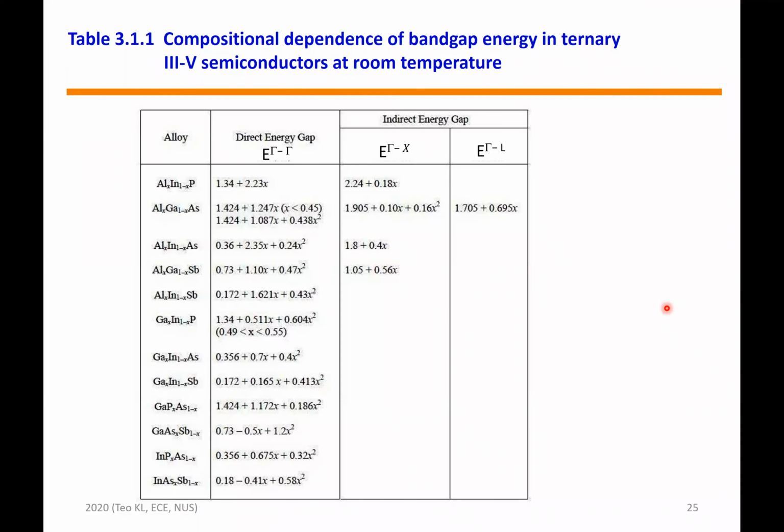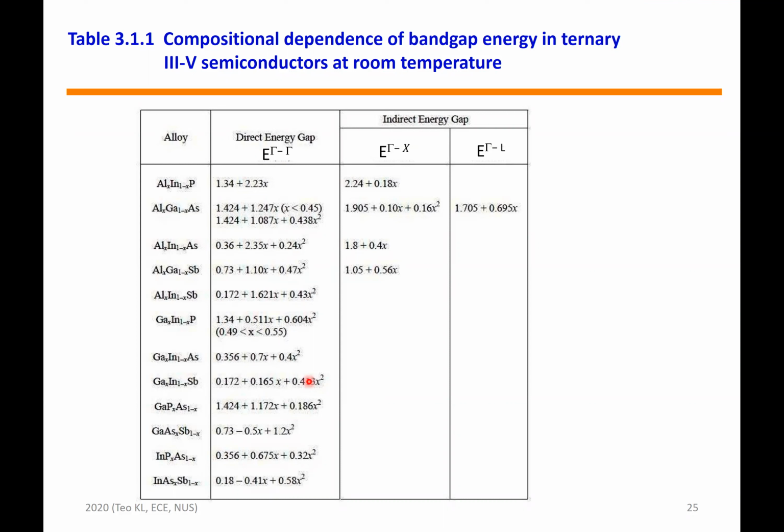This is a continuation of EE5508 lecture 3. In the previous session, I think we stopped here at table 3.1.1, compositional dependence of band gap energy in ternary 3-5 semiconductors at room temperature.